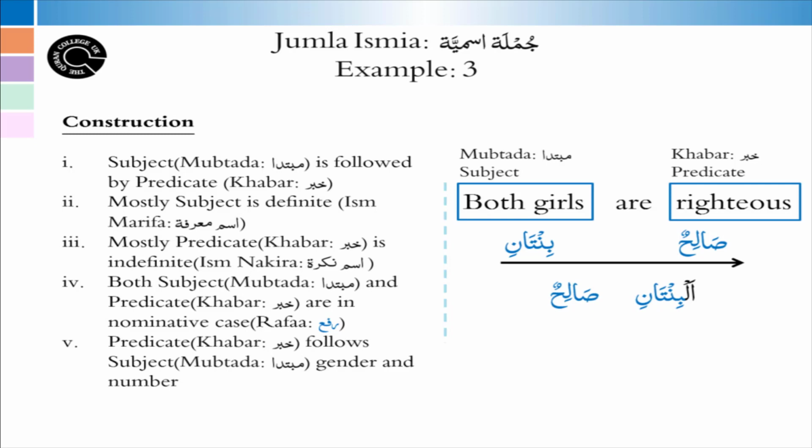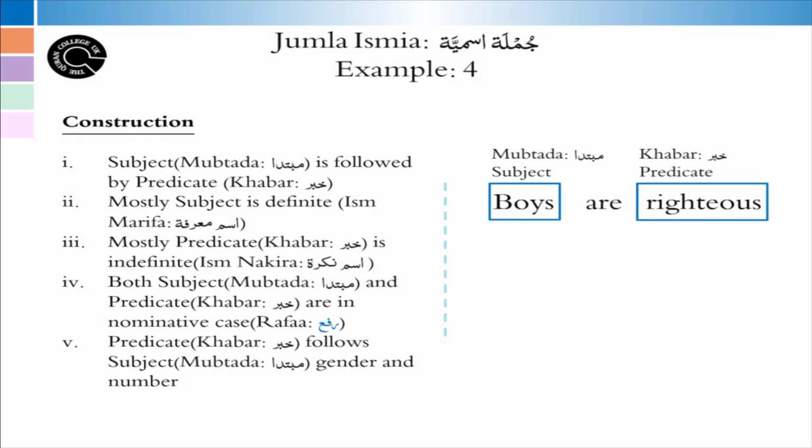To apply the fifth rule, we can check the gender and number of al-bintani. Al-bintani is feminine and it is in the dual form. So salihun is to follow. Therefore, the dual form of the feminine case of salihun is salihatani. The final sentence would become al-bintani salihatani.